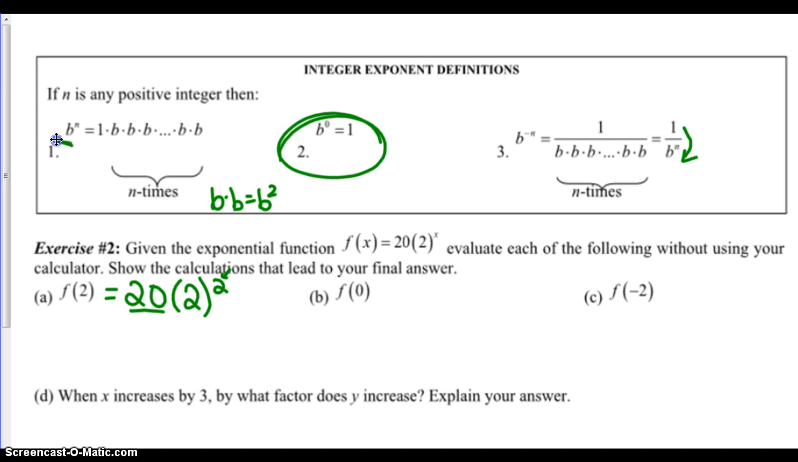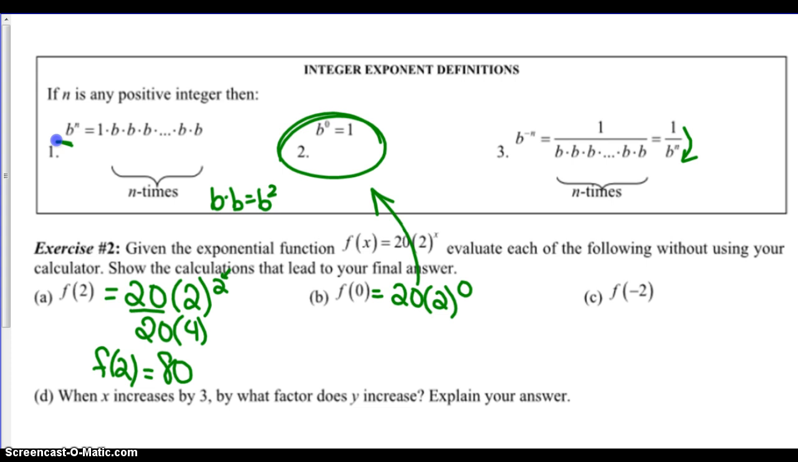So first, 2 squared would be 4. Then I'd multiply through by 20, and I'd get the 80. You know as well that you could go into the calculator and store these values. So that's how you're going to check these. Now the next one, f of 0, 20 times 2 to the 0. Remembering our rule right here that anything to the 0 power is 1. So then I have 1 times 20 is 20.